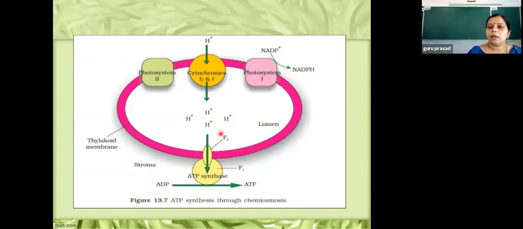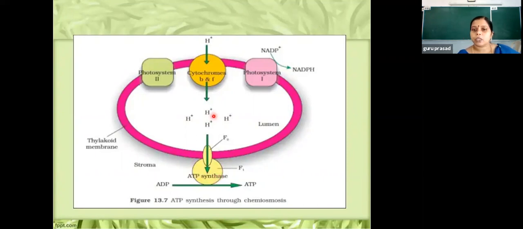All these three reasons make the concentration of protons more inside the lumen and less in the stroma. As a result, a proton gradient is formed, which moves or transfers the protons from higher concentration to lower concentration. Since they cannot move across the membrane on their own, they require a protein channel, a transmembrane protein. So which protein is acting as a channel here? That is the enzyme or protein called ATP synthase.